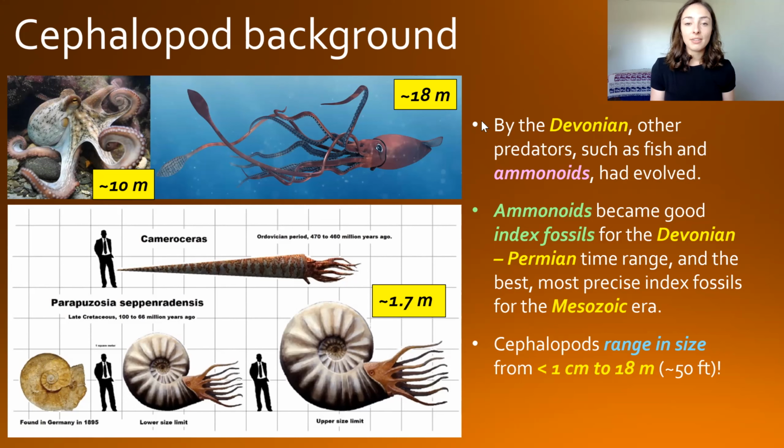In terms of size, cephalopods, like nautiluses, ammonoids, and squids and octopuses, can range in size from less than 1 centimeter up to 18 meters or 50 feet in length. We can see here that ammonoids got up to around 1.7 meters in size. Octopuses get up to around 10 meters in size with their tentacles stretched out. But the largest cephalopod to ever have lived actually is alive today. This is the giant squid, which gets up to 18 meters in length. And this is just based on what we know from the rare sightings that we actually get to see. So they might even get bigger than this, and we just haven't seen it.